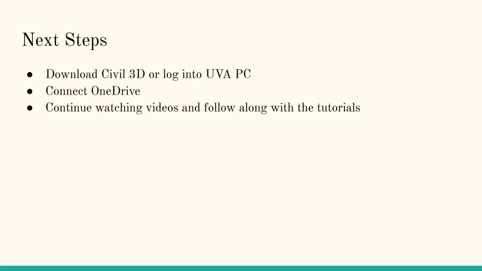So in terms of next steps for you guys, use the document in Canvas to download Civil 3D or log into a UVA computer to do that. Connect OneDrive to your personal laptop or to your virtual system or UVA PC as well. It's a great place to store files. And just continue watching these videos and follow along with the tutorials. Be sure to complete all of deliverable 1 and submit it before the due date.